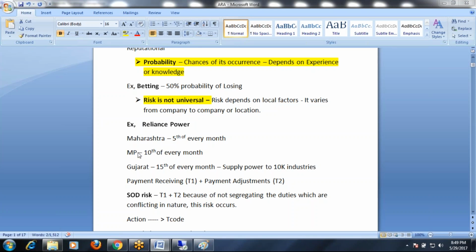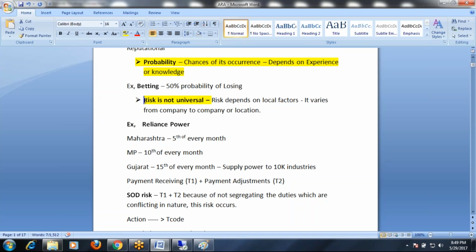Clear so far? So the number of customers are 3, hence they did not treat that as a risk. But here in Gujarat, the number of customers is 10,000. So it is difficult to track, and hence they identified this as a risk. They have set up this as a control in the industry.